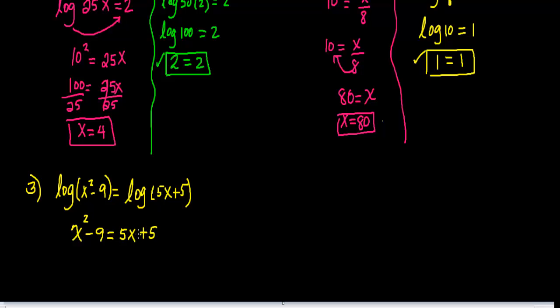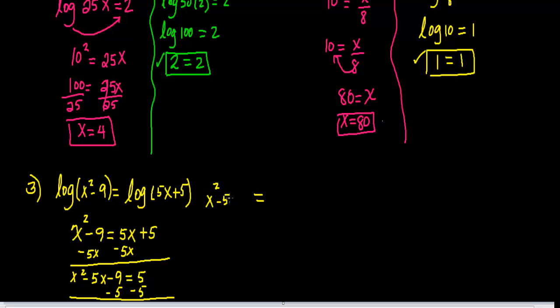Okay, now how do I solve this? Well, I'm going to make this equation equal 0 by subtracting 5x on this side and 5x on the other side. That gives me x squared minus 5x minus 9 equal 5. And now I am going to subtract 5 on each side, so that my equation is left equal to 0. So on one side of the equal sign, I have x squared minus 5x minus 14 equals 0.